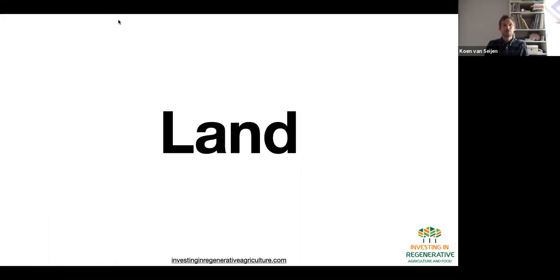It's probably the most developed part of the regenerative agriculture sector, especially from the investment side. There are quite a few people that have bought land and are regenerating it. And there are quite a few funds, vehicles where, with a large amount of money, you can put money to work buying land and regenerating it.